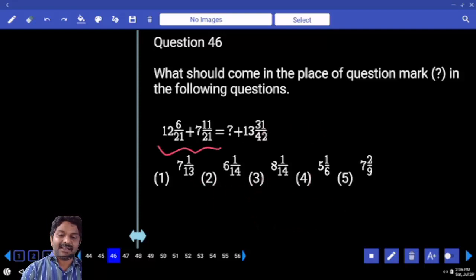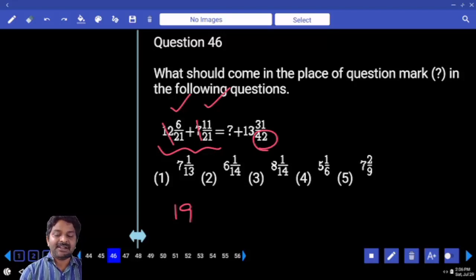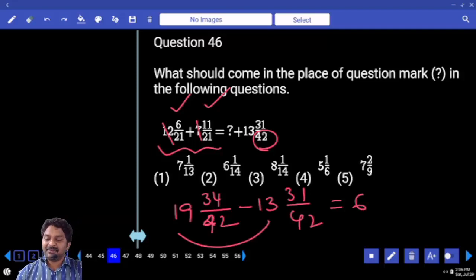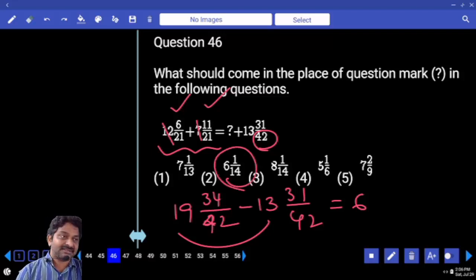Next. Left hand side. Let me calculate this value. 12 plus 7. And then fraction: 6 by 21 plus 11 by 21, 17 by 21. But when you look at right hand side, denominator is 42, right? So 17 by 21, I'll write it as 34 by 42. And from right hand side, if you take 13 31 by 42, integer 19 minus 13, 34 by 42 minus 31 by 42, 3 by 42. And there is only one option which starts with 6. Got it?